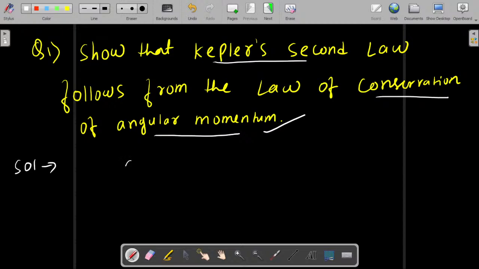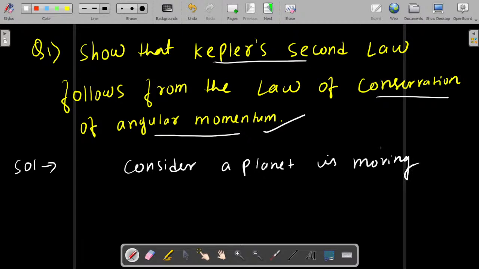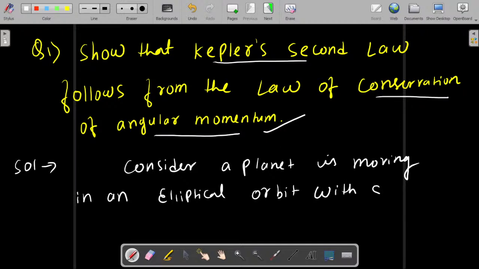First, consider a planet. Write down, consider a planet is moving in an elliptical orbit with sun at focus. Okay. Now draw the diagram for this.